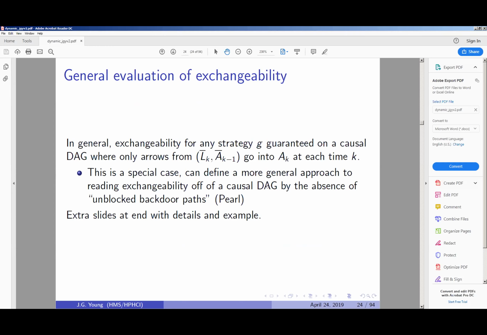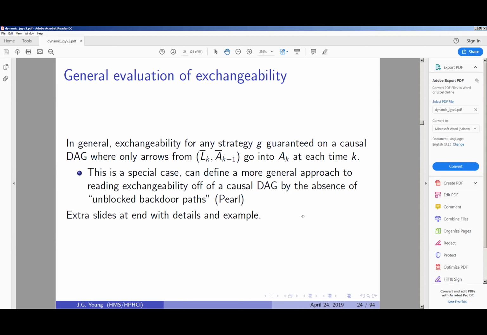I'll just note that this type of graph is a special case of where exchangeability could hold, the case where there are no arrows from U into A at any time. In other words, you could draw a graph where there are arrows from U into A at some times, but other arrows are potentially removed, in which exchangeability would be consistent with the graph. And this follows from a more general algorithm for reading exchangeability off of a causal DAG by the absence of unblocked backdoor paths, which is due to work by Judea Pearl.